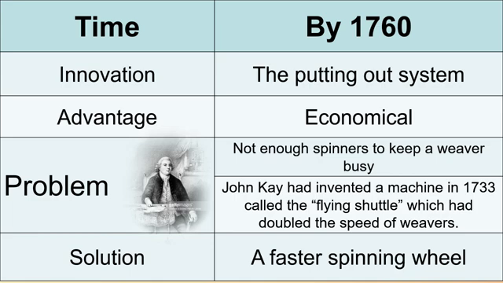John Kay had invented a machine way back in 1733 that he called the flying shuttle, and this had doubled the speed of the weavers. Well, the solution to this problem of not being able to keep up with these weavers who now have the flying shuttle is you need a faster spinning wheel.